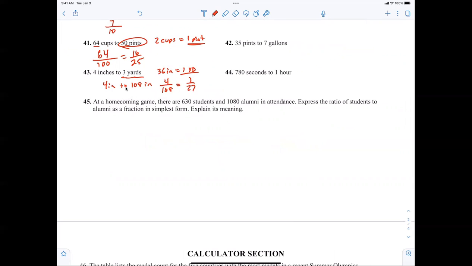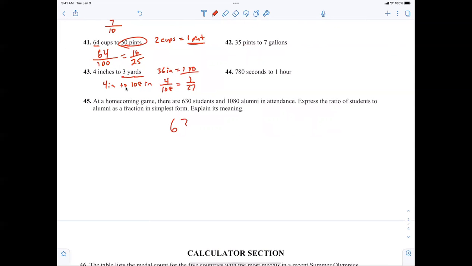All right. So, Wyatt, go ahead. How many students are there? Over. Yes. Now, do I have to do anything with those zeros or can I just cross those out? Yeah, cross them out. All right. So now type that on the calculator and tell me what it reduces to. Anybody else get 7 over 12? So now you have to put 7 students for every 12 alumni. Everybody's good with that?